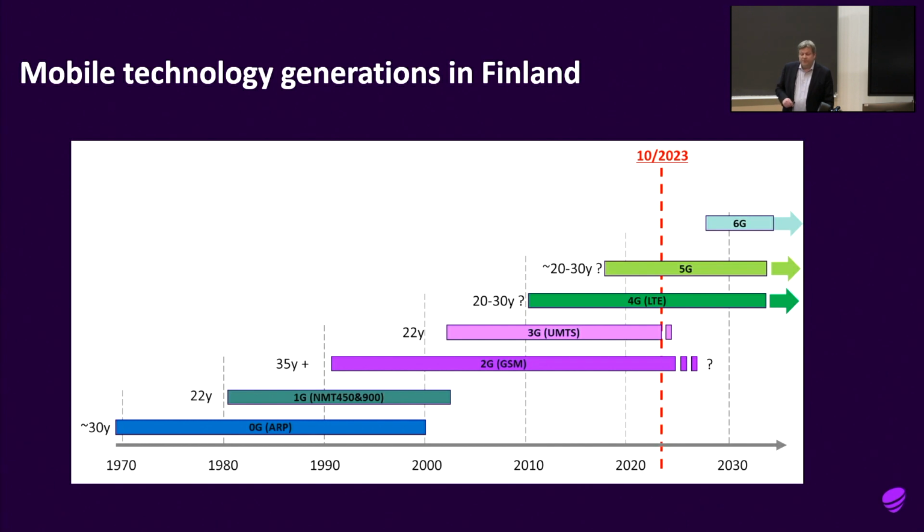We do it region by region. And that is also the case with other operators in Finland. So Elisa and DNA are doing the same.